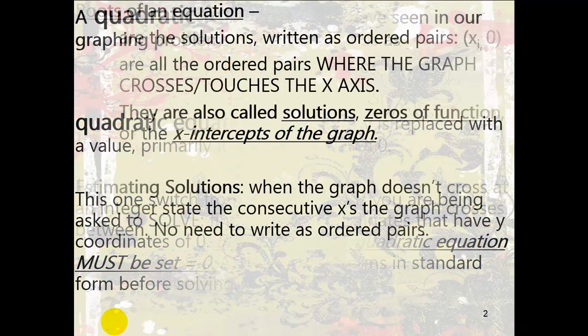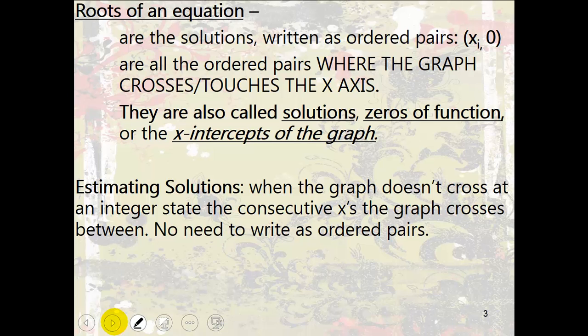So the roots of an equation, those are the solutions. They are xy values that have an x coordinate with a y coordinate of 0. You can also think of them as the ordered pairs where the graph crosses or touches the x-axis. They're also called solutions, we've said that up here. They're zeros of the function, and they're the x-intercepts of the graph. These are all interchangeable words for roots of an equation.